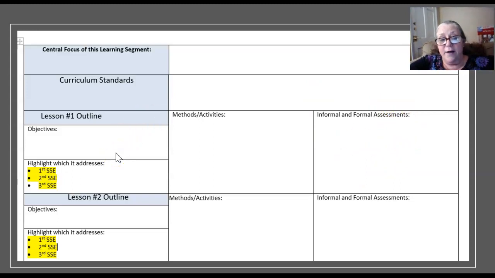Every content area has these SSEs, these subject-specific emphasis, and I have another presentation on that. And it's very important that you reflect on these content areas. It's really important, and that they be reflected in your objectives and in your activity, and that you are also assessing them.